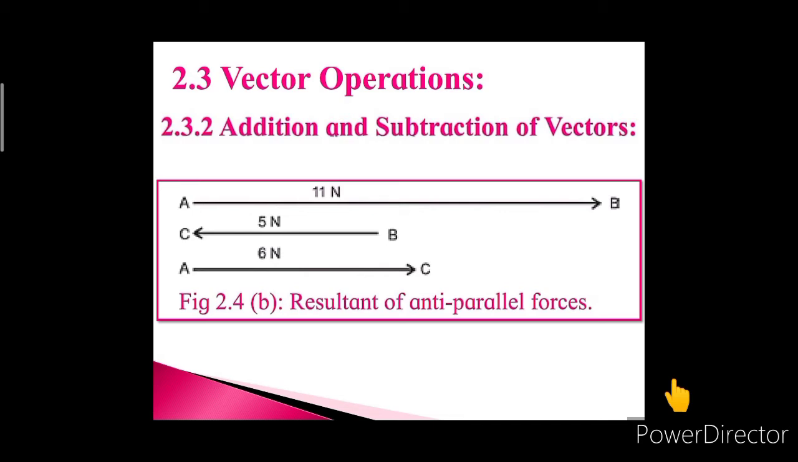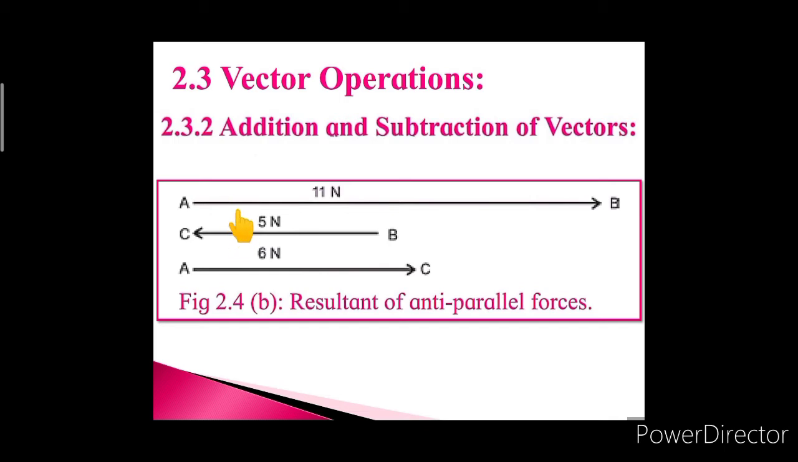Here, vector AB is given as 11 Newton, directed from left to right, and another vector BC of 5 Newton is directed from right to left. As vector BC is in the opposite direction of vector AB, we can say that vector BC is opposite to vector AB.